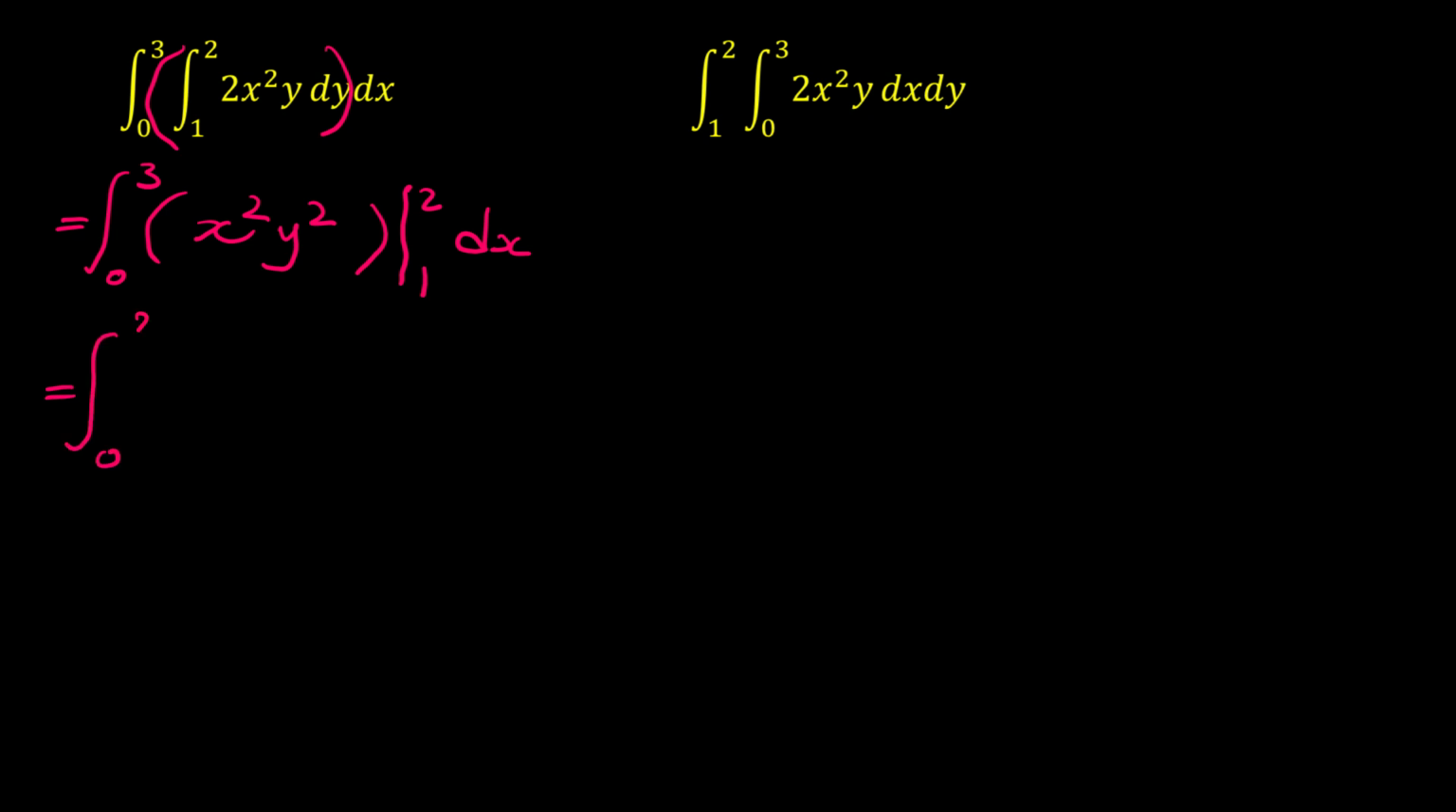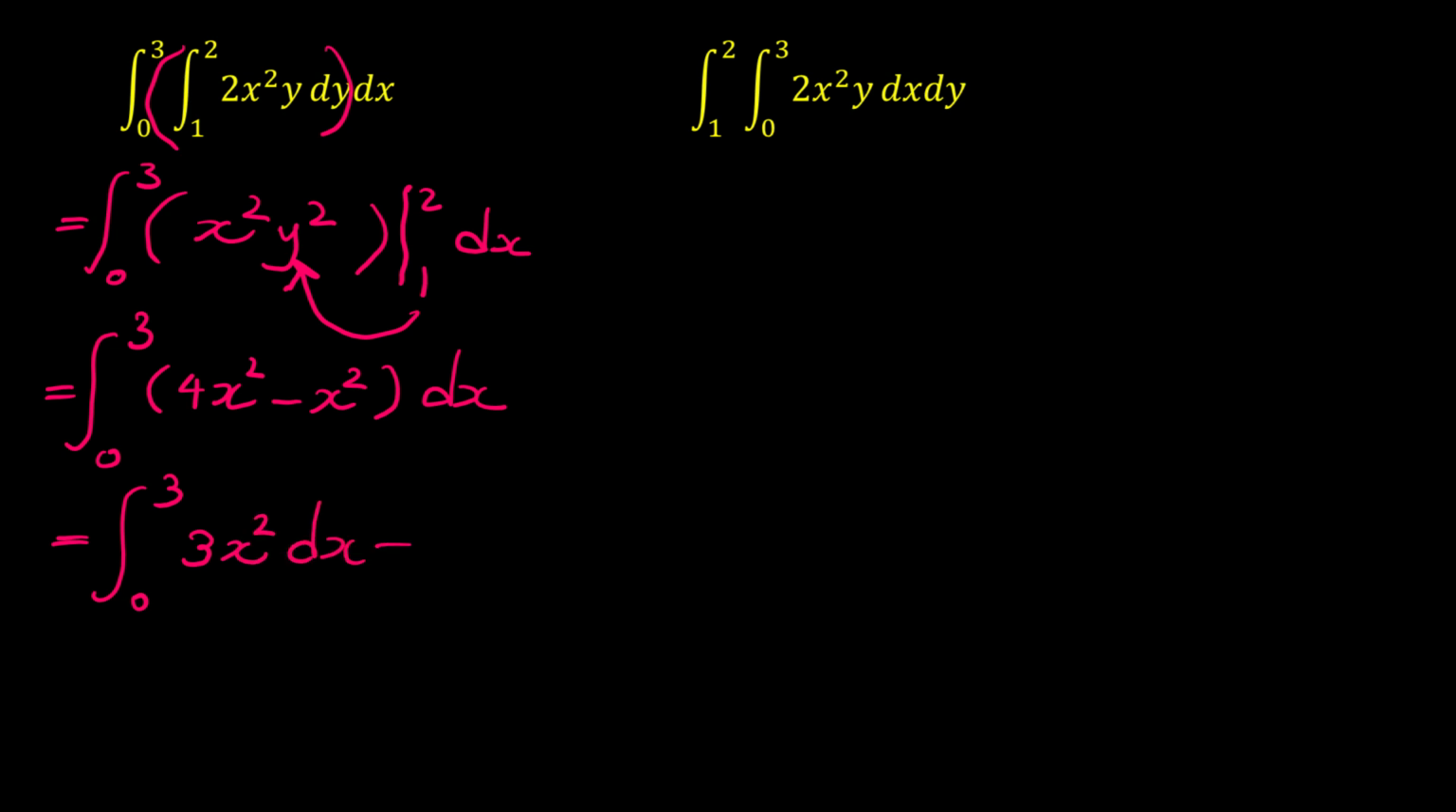So we have the integral 0 to 3. If we plug in 2 for y, then we have 4x to the 2, because 2 to the 2 is 4. Minus, we plug in 1 for y. 1 to the 2 is 1, 1 times x to the 2 is x to the 2. Minus x to the 2 dx. 4x to the 2 minus x to the 2 is 3x to the 2. So the integral from 0 to 3 of 3x to the 2 dx.